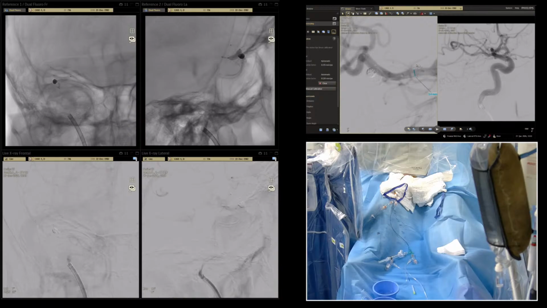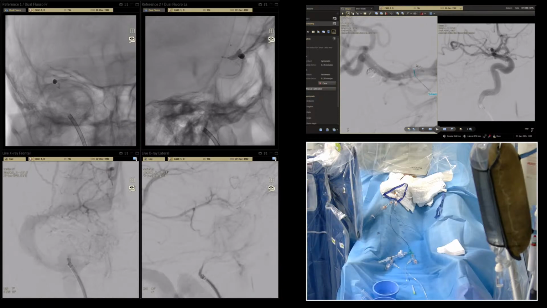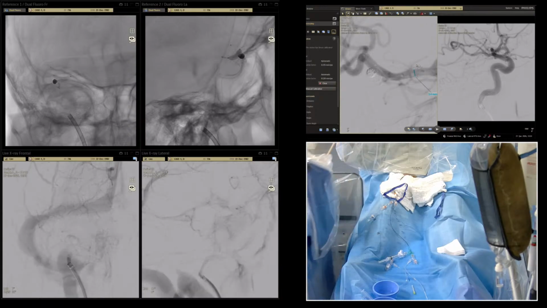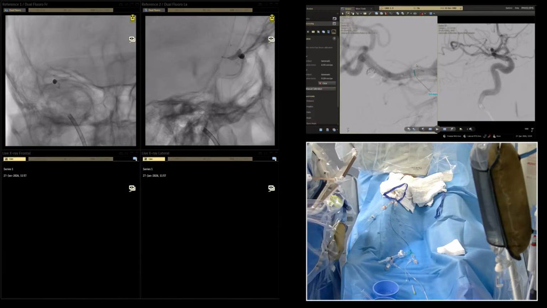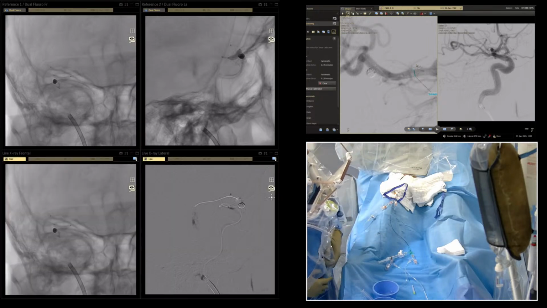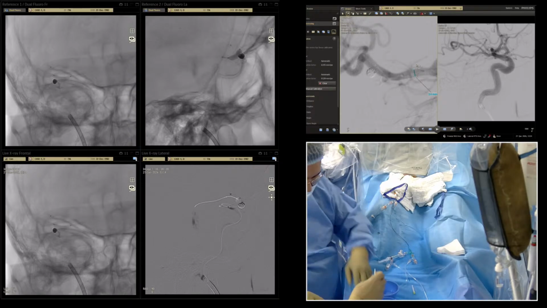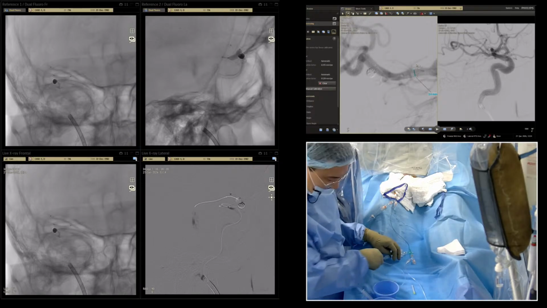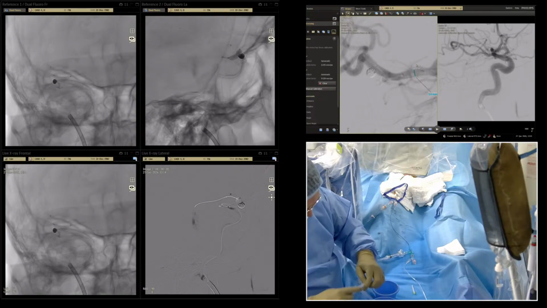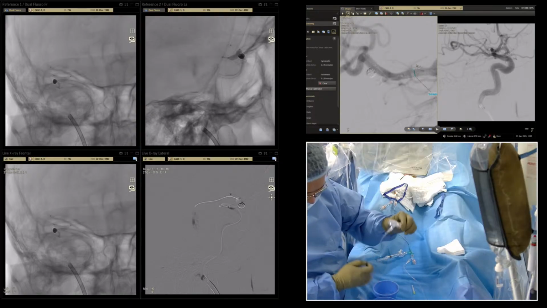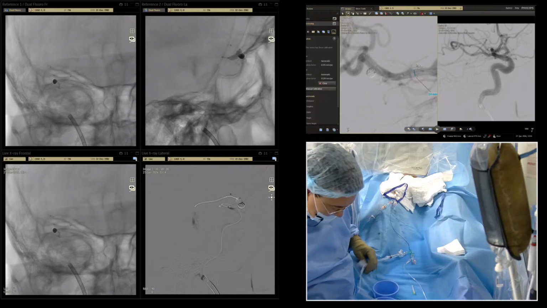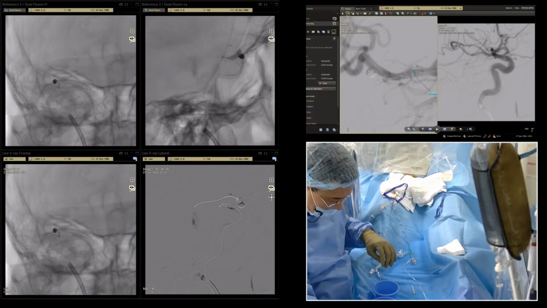Okay. It's still bleeding, huh? It's still bleeding a little bit. It's so surprising, huh? In my practice, this is the first time. The shit might happen at any time, huh?